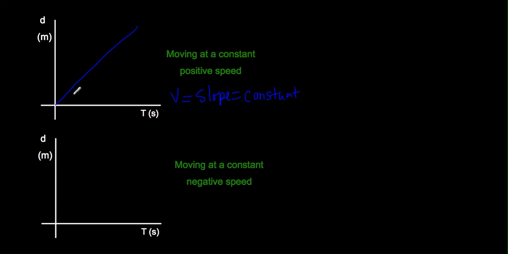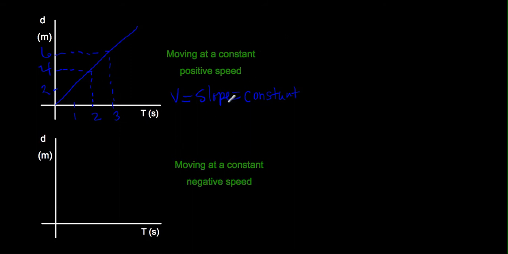Another way I can tell this is, okay, I go 1 second and I check my distance. So let's just say this is 1 second and that's 2 meters. And then if I go to 2 seconds, I should be at 4 meters. If I go to 3 seconds, you might probably notice that I'm at 6 meters. And we notice that this is constantly increasing its distance at the same rate.